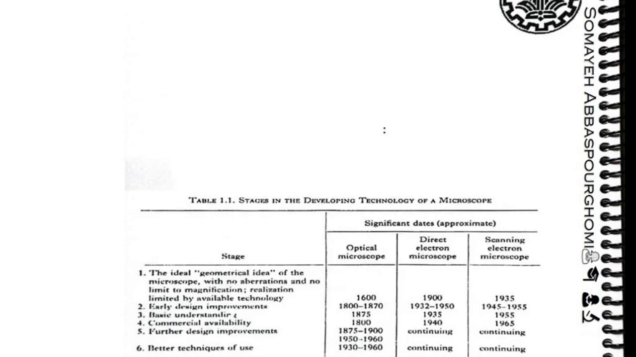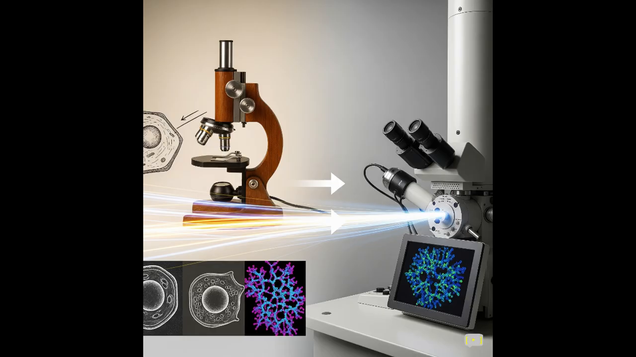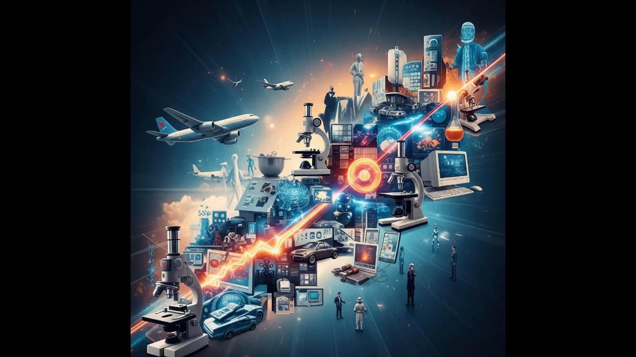As you can see from the dates in the table, the electron microscope technologies developed much more rapidly in their earlier stages compared to the centuries of refinement for the optical microscope, really highlighting the accelerated pace of scientific and technological progress in the 20th century.